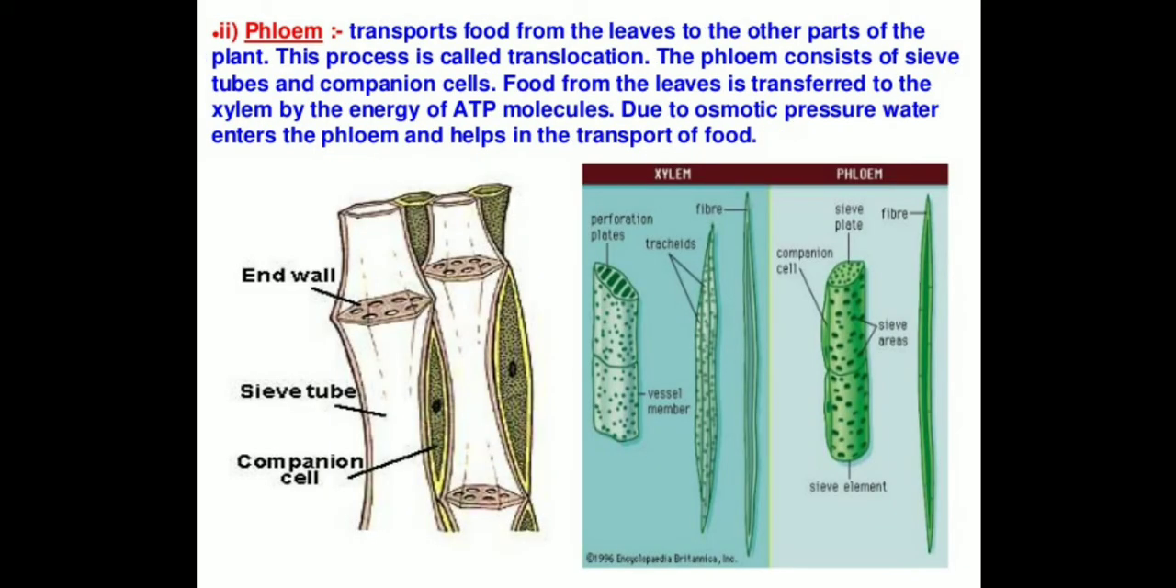Next is the phloem. Phloem transports food from the leaves, that is the site of synthesis, to the other parts of the plant, that is the site of preservation. This process is known as translocation. The phloem consists of sieve tubes and companion cells. Food from the leaves is transferred to the phloem by the energy of ATP molecules. Due to osmotic pressure, water enters the phloem and helps in the transport of food.